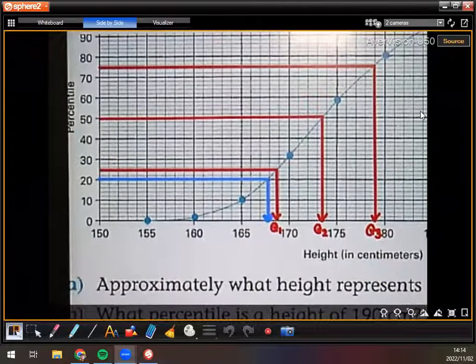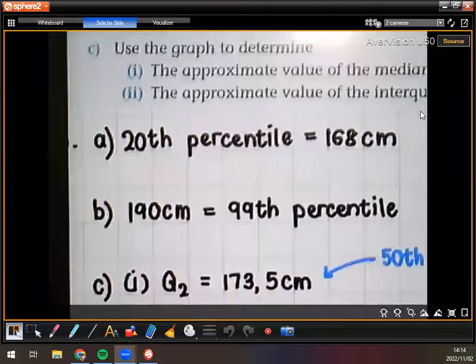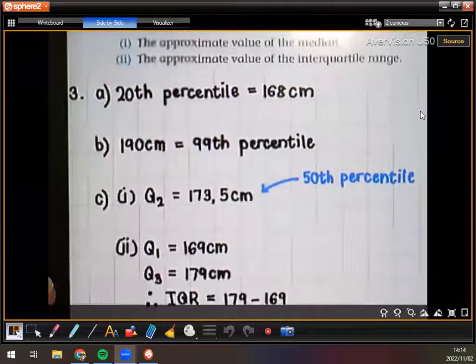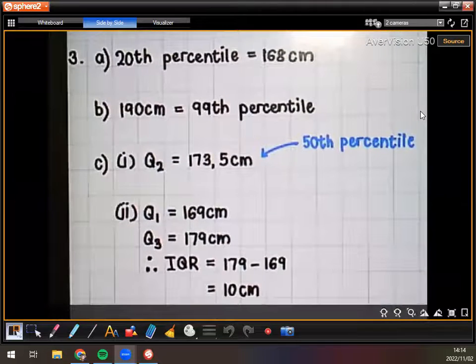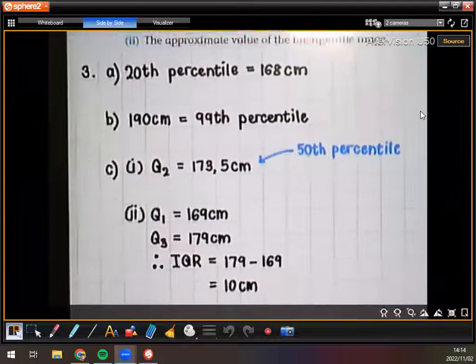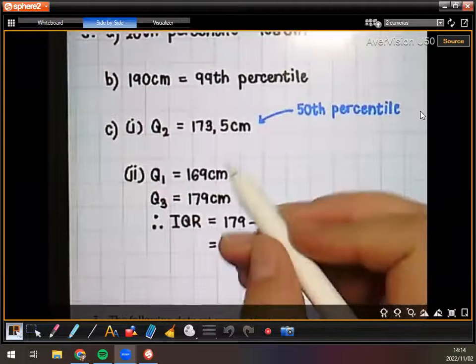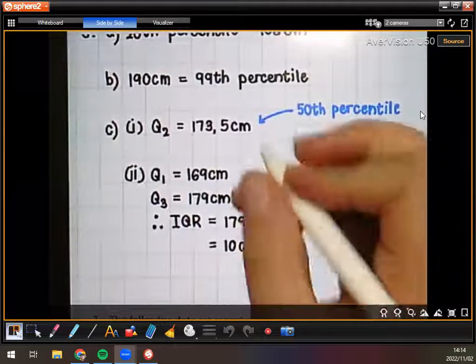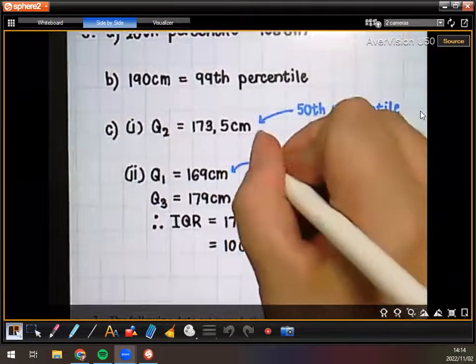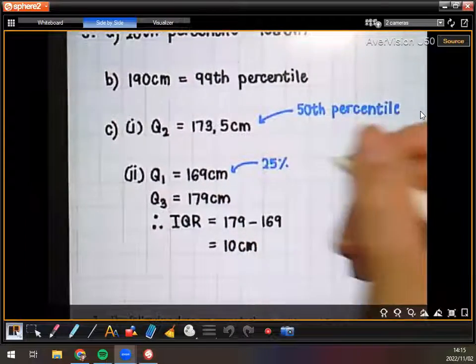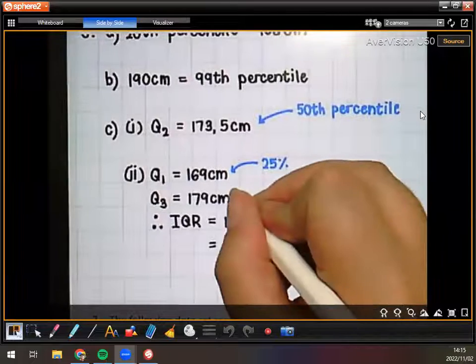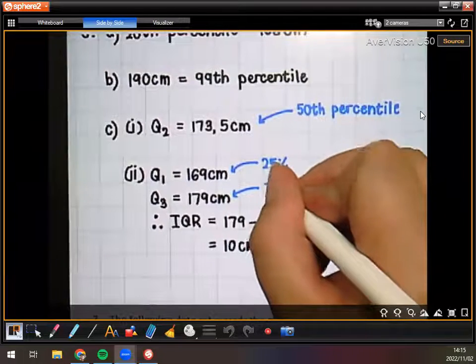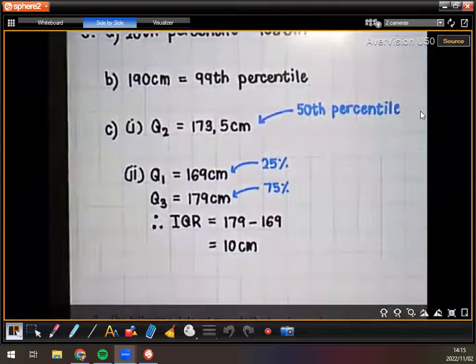Then for your interquartile range, it's Q3 minus Q1. So guys, what percentage is Q3? What do you think? The 3/4, what percentage is 3/4? 75%, hey. And Q1, that's at a quarter, that was at 25%. So for your Q1 value, you actually have to go to 25% on the y-axis. And for Q3, 75%.